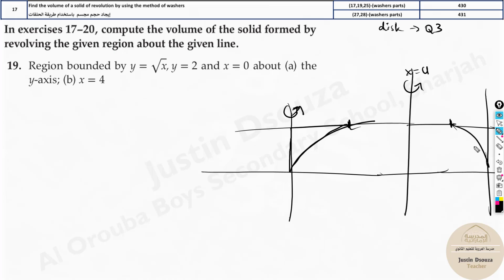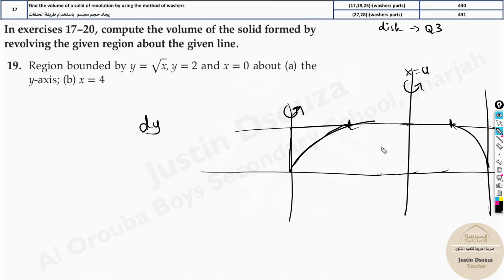Now which axis is it along? It's rotated along the y-axis because x is equal to 4. So this part rotates and comes over here and keeps on moving like a circle. So here the limits are not along x, it's with respect to y. So we need to find this to this limit.